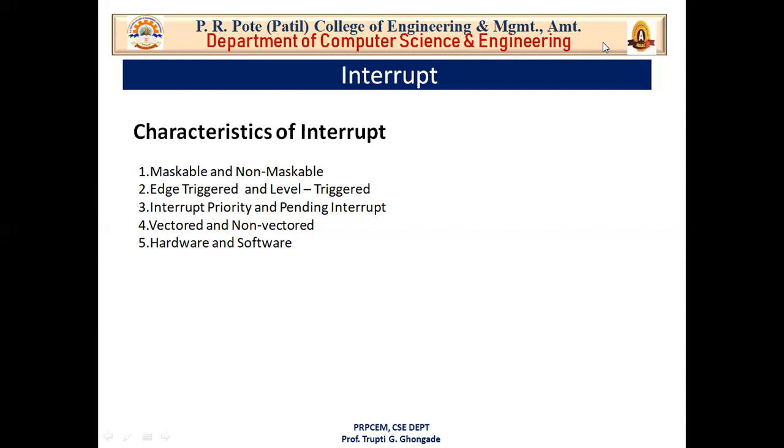There are lots of important characteristics of interrupts. First one is maskable and non-maskable interrupt. Then edge triggered and level triggered, interrupt priority and pending interrupt, vectored and non-vectored interrupt, and the last one is hardware and software interrupt, depending upon how the interrupts originate. These are all five classifications. So the first thing we need to understand is what an interrupt is.